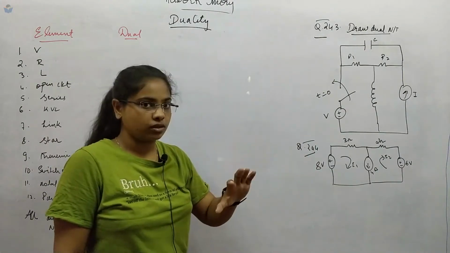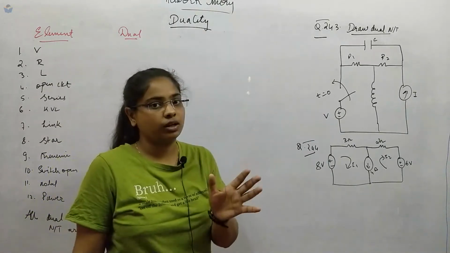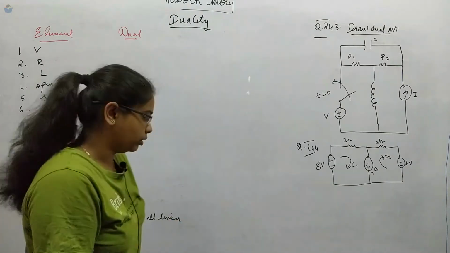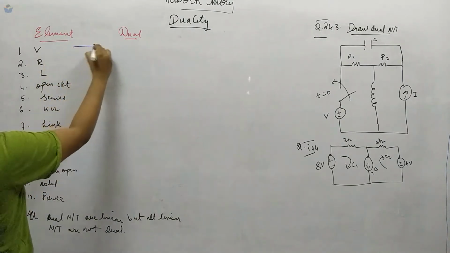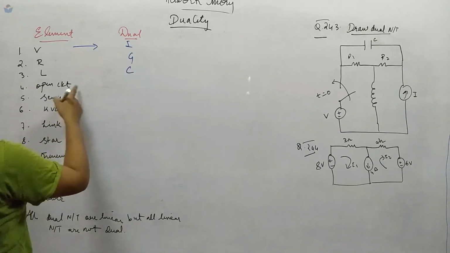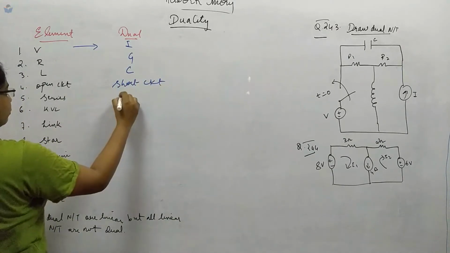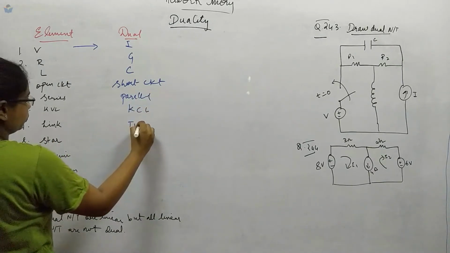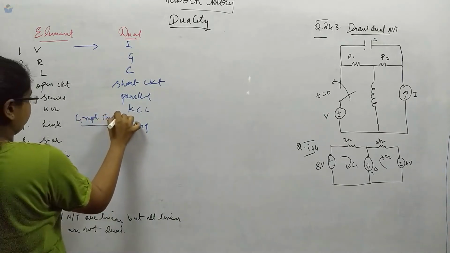We have seen source transformation and star-delta conversion. In the theorems part, we have seen that Thevenin is equivalent to Norton, and Norton can be made equivalent to Thevenin, so both are dual to each other. Also, the dual of voltage is current, for resistor it is conductance, for inductor it is capacitor, and open circuit and short circuit are duals. Then series has parallel, KVL is KCL, and link is twig. This part we will see in graph theory. So they are duals of each other.